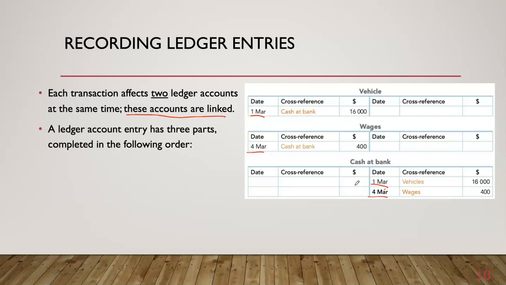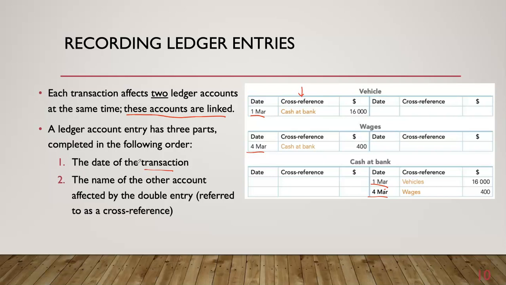And this is where we come to our cross-reference. Because each ledger account has 3 parts, we're going to write the date, and the date is the date of the transaction, the date it's occurred. The second one is our cross-reference, and that is the name of the other account affected by the double entry. We call this a cross-reference.